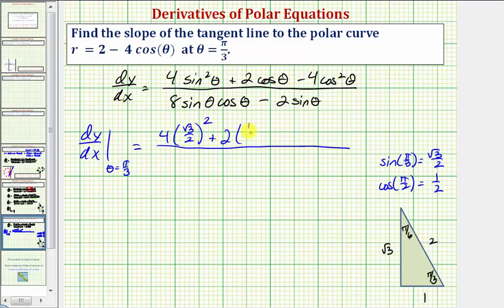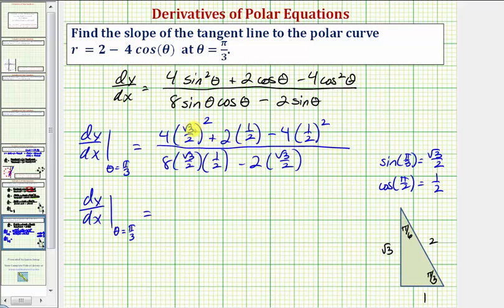cosine pi over 3, which is 1/2, minus 4 times cosine pi over 3 squared, which would be 1/2 squared. In our denominator we have 8 times sine pi over 3, that's square root of 3 divided by 2, times cosine pi over 3, that's 1/2. And then we have minus 2 sine pi over 3, which is square root of 3 divided by 2. Notice here when we square root of 3 divided by 2, we'll have a denominator of 4. So this simplifies to square root of 3 squared, or 3. Here we have plus 1.